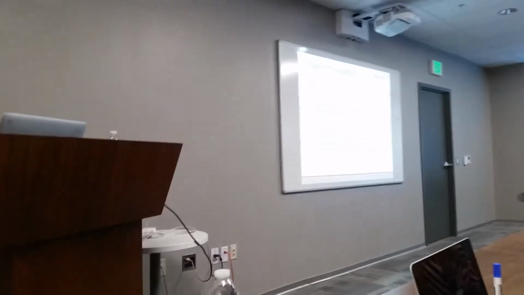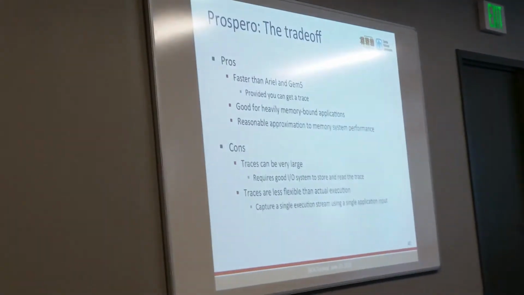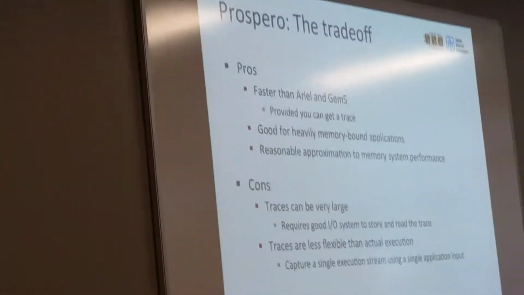So the trade-off with Prospero is that for reasonable size files, it tends to be faster than Ariel and much faster than something like Gem5, provided that you can find a trace of reasonable size and it will fit on your computer. It's again good for heavily memory-bound applications because we are just looking at the memory instruction trace, not the whole instruction trace, and tends to give a reasonable approximation of memory system performance.